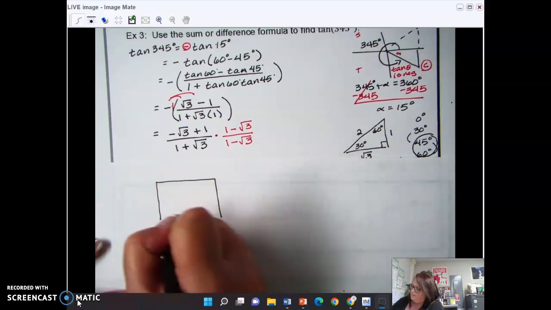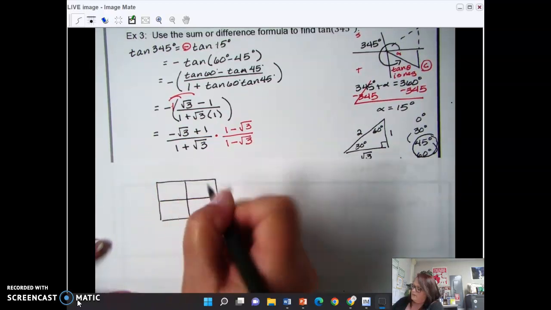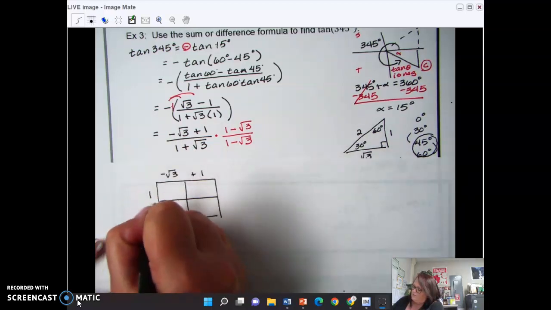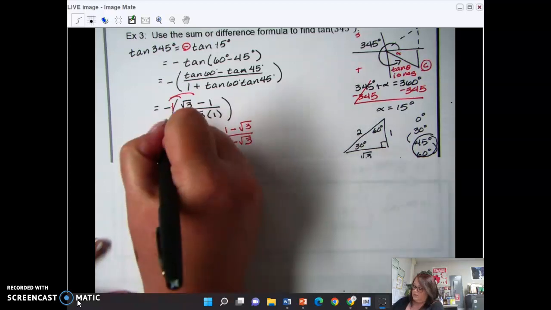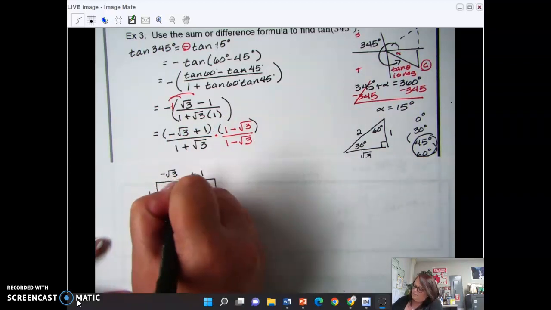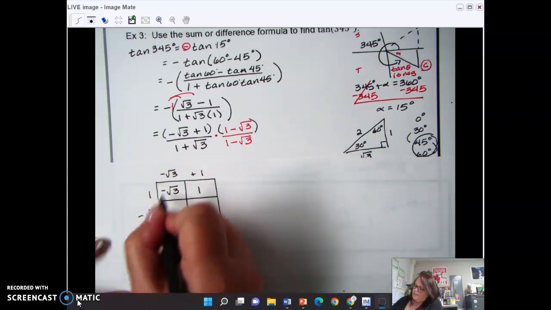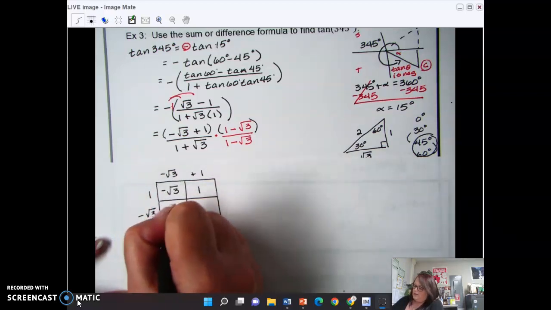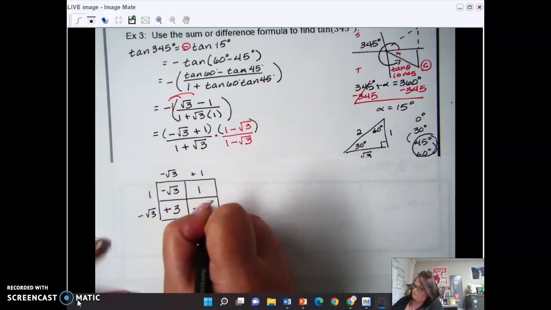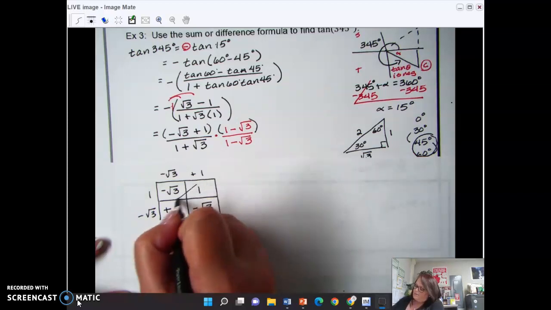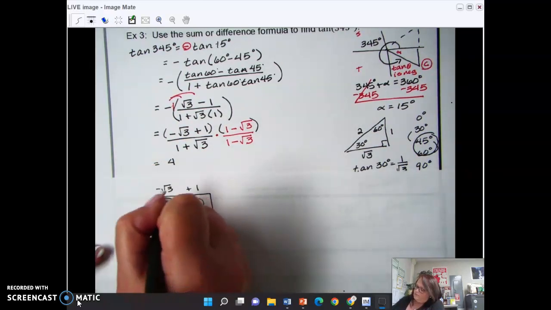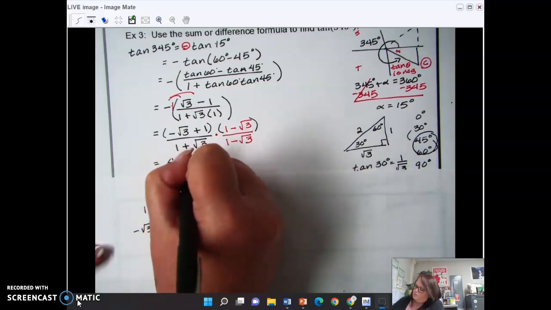So my numerator, I've got negative root 3, positive 1, and then I've got 1 and negative root 3. Just looking across the top here, because I have two binomials here. So I have 1 times negative root 3 is negative root 3. 1 times 1 is 1. Negative root 3 times negative root 3 becomes positive root 9, so that's just 3. And then negative root 3 times 1 is negative root 3. So if I combine like terms, I've got 1 and 3 make 4. And then negative root 3 plus negative root 3 gives me negative 2 root 3.